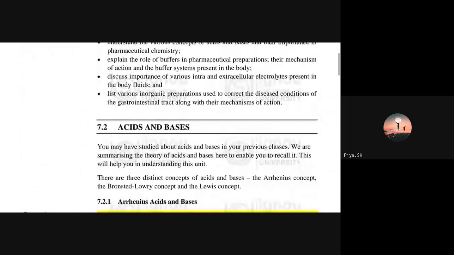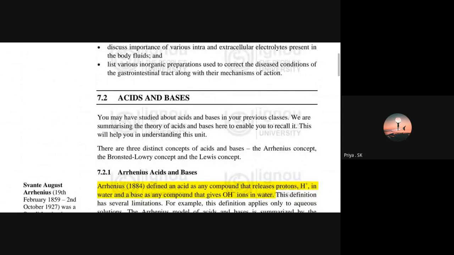First, we'll start with acids and bases. So you may have studied about acids and bases in your previous classes. We are summarizing the theory of acid and bases here to enable you to recall it.